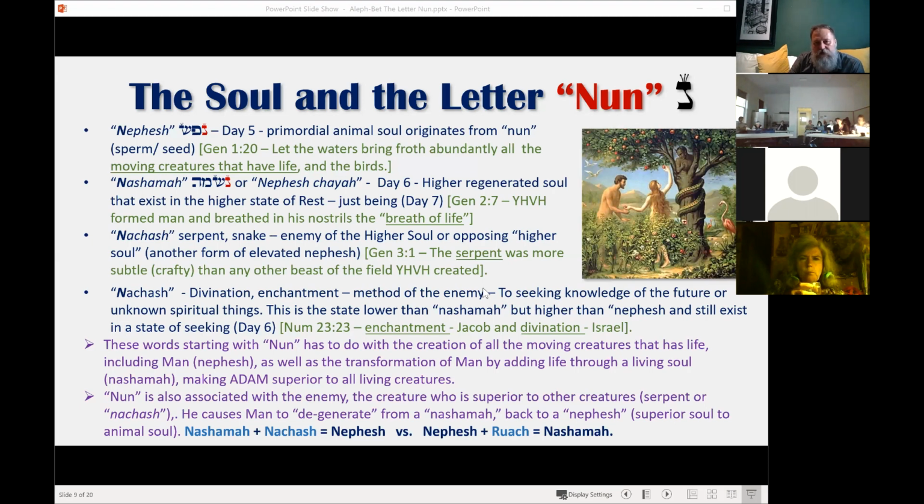And that's where the strive comes from: I want to know the future. I'm going to seek a prophet. I want to know what the outcome will be, or I want to know spiritual things. So we all have that drive inside of us because of the force of Nachash that operates in this lower state of day 6, or that tries to push us down or pull us down to a day 5 primordial animal soul, which is even a lower state than a human.